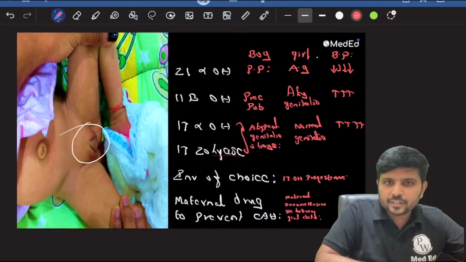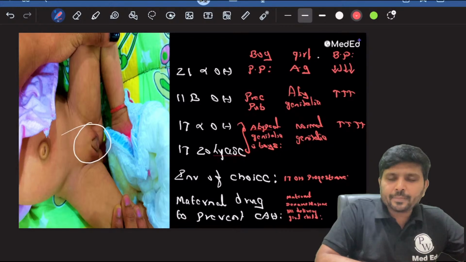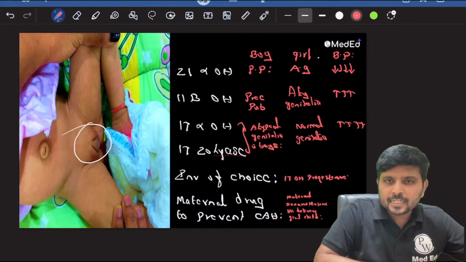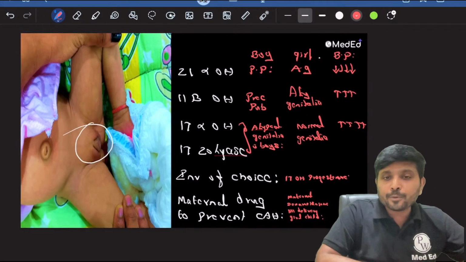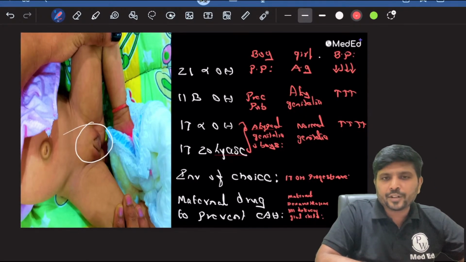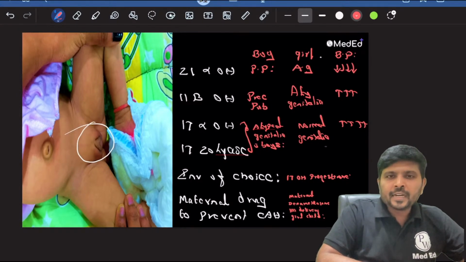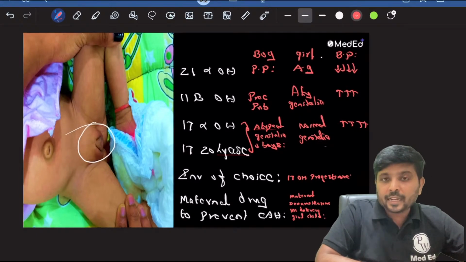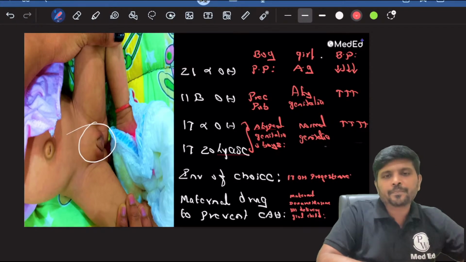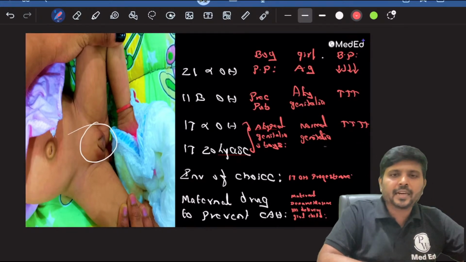In 21 alpha hydroxylase and 11 beta hydroxylase, precocious puberty in boys and atypical genitalia in girls. Whereas there is hypotension in case of 21 alpha hydroxylase, and hypertension in case of 11 beta hydroxylase. In 17 alpha hydroxylase and 17-20 lyase, girls will have normal genitalia, whereas boys will have atypical genitalia. Again, BP here will be high, hypertension. Use the term atypical genitalia rather than pseudo-hermaphrodite or ambiguous genitalia.